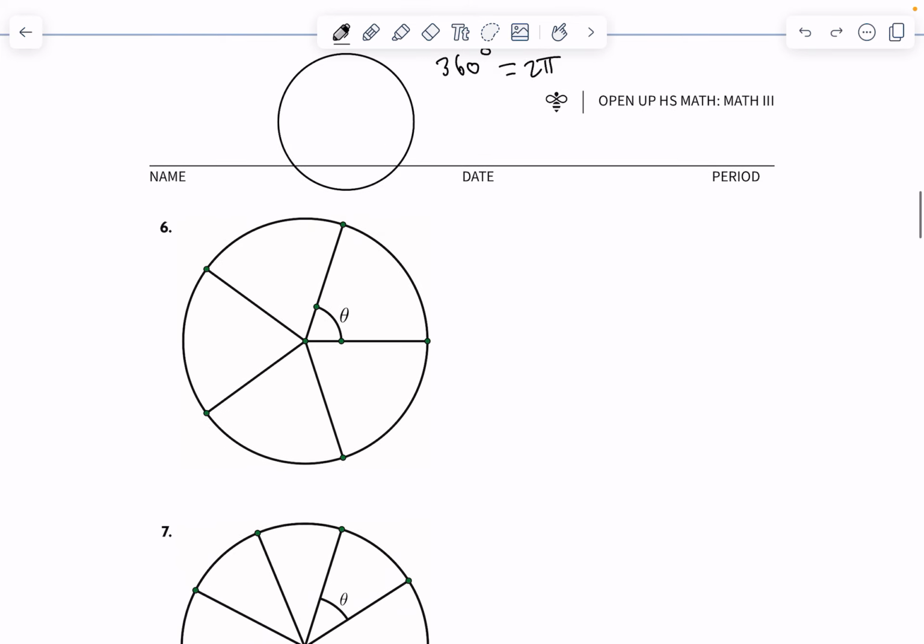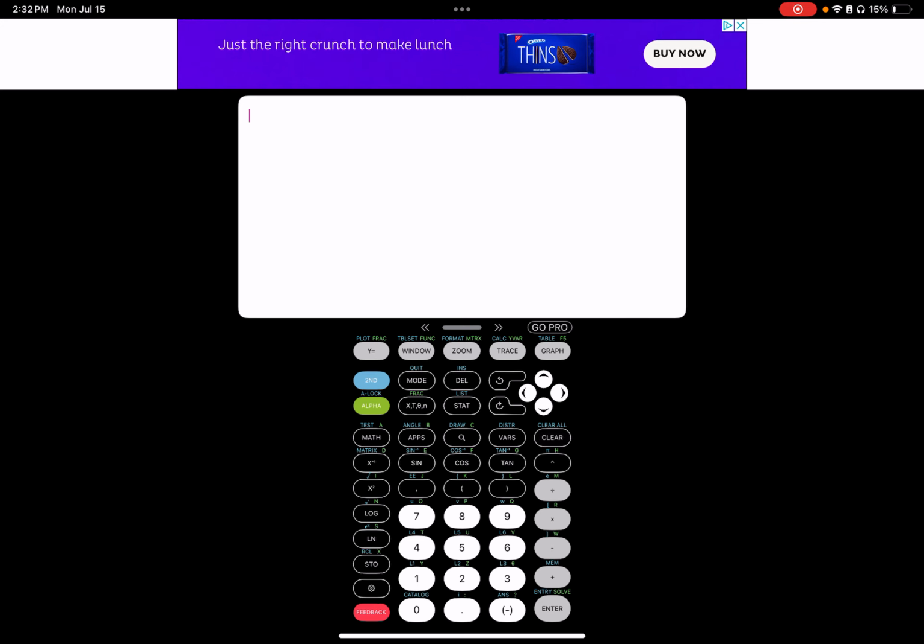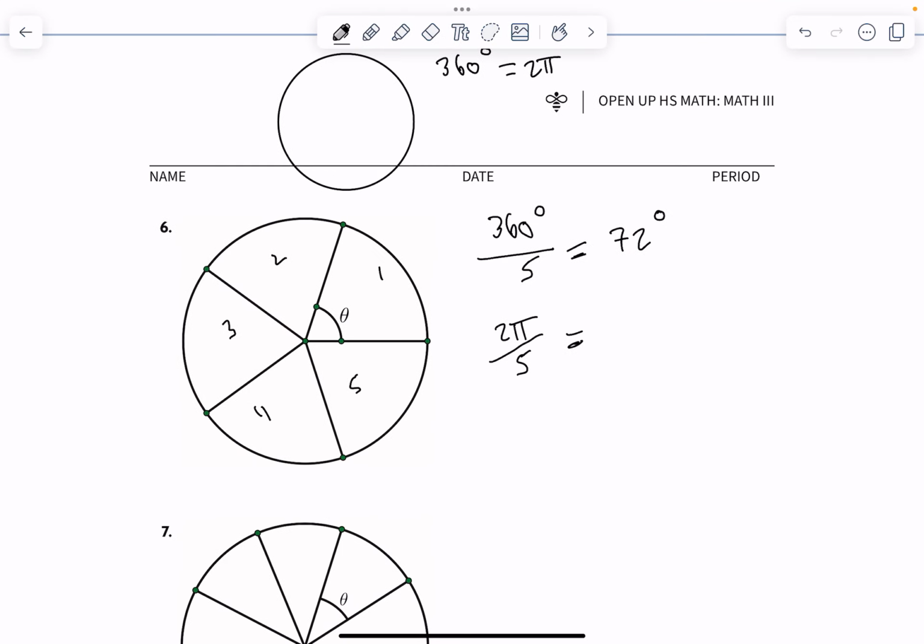Okay? So here there's 1, 2, 3, 4, 5. So there's 5 sections here. So this angle is 360 divided by 5, which is equal to 72 degrees. Okay? Now radians: 2 pi divided by 5. I'm not sure if they wanted us to do it, but let's do it anyways. So it's 1.26. So this is 1.26 radians.